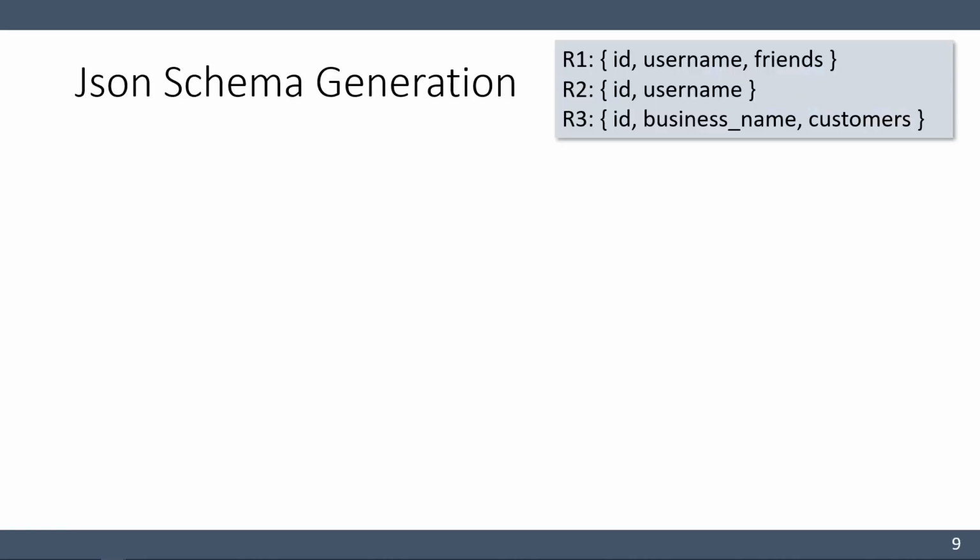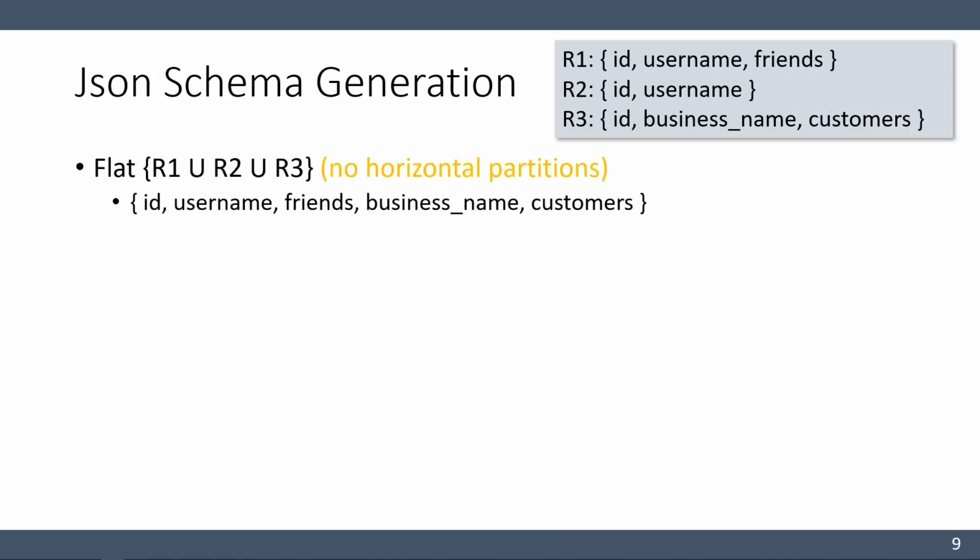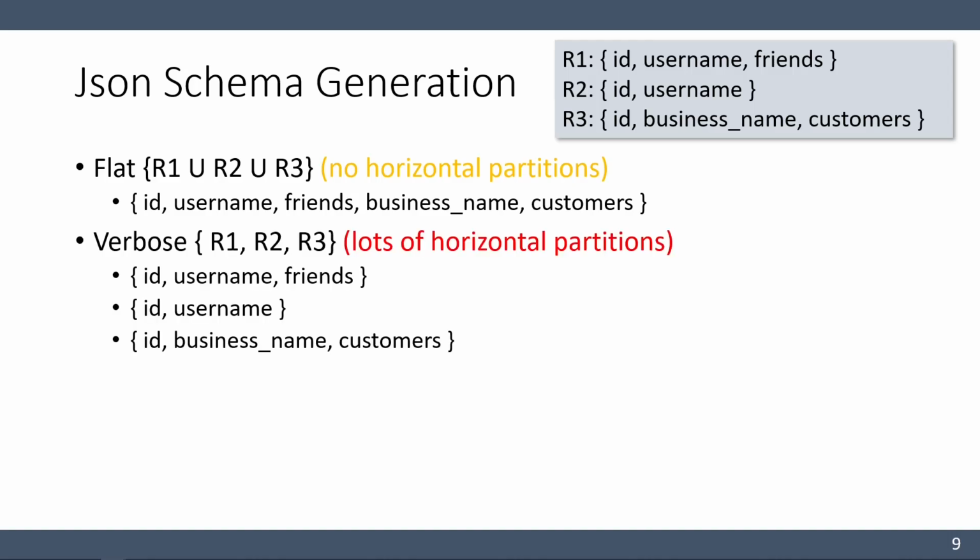Now let's look at some different ways a JSON schema can be generated. As mentioned, we could simply union all the rows together, which we call our flat extractor. This is the de facto extractor of choice and is used by Apache Spark and many other systems and prior works. Second, we could partition every distinct row schema. We call this our verbose extractor.